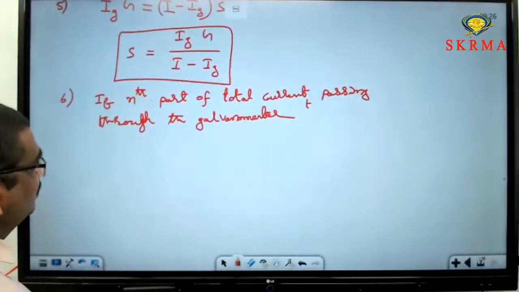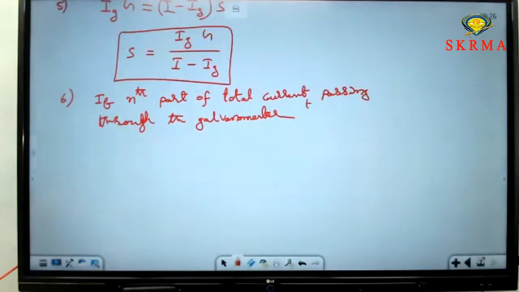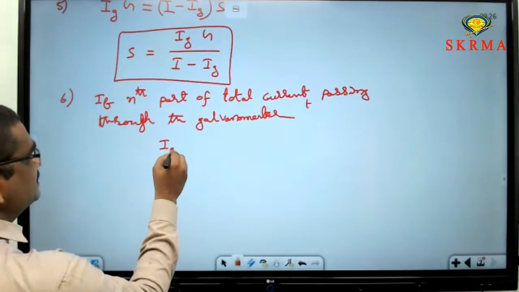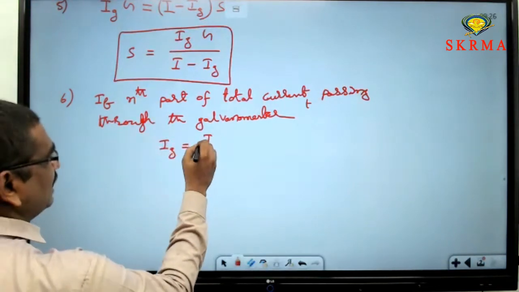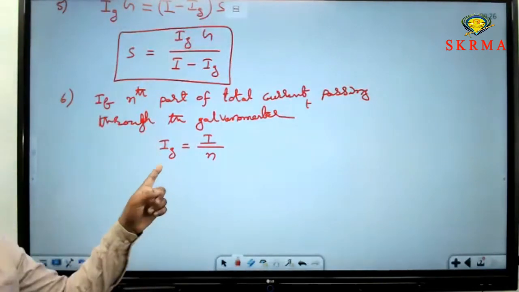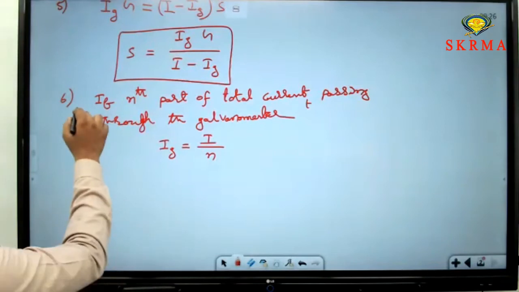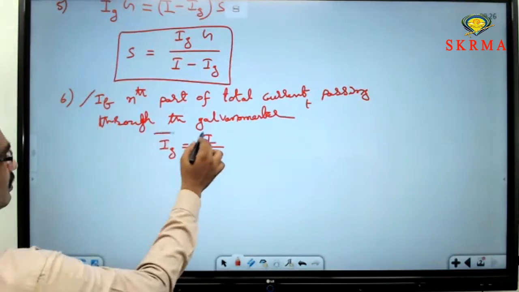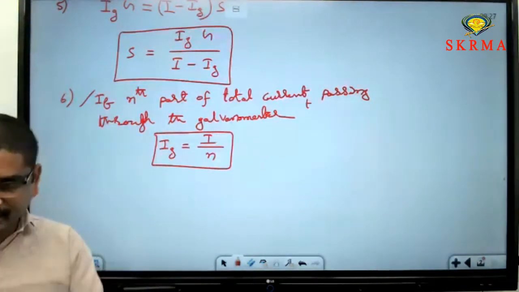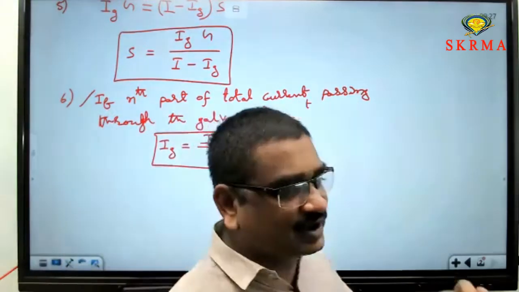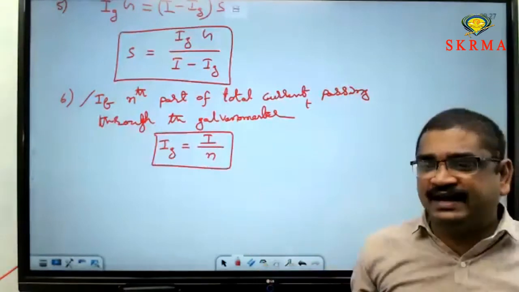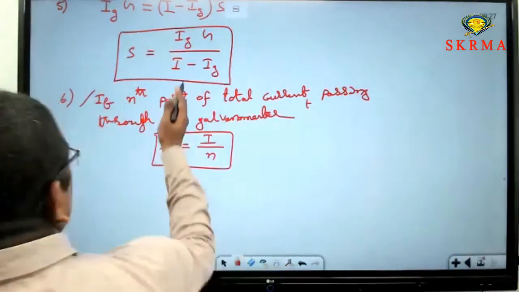So what he is saying, only nth part of the total current is passing through the galvanometer. That means Ig equal to I by N. I am writing the same matter in the form of an equation. If only nth part of the total current is passing through the galvanometer, Ig should be equal to I by N. Now substitute this value in this equation.